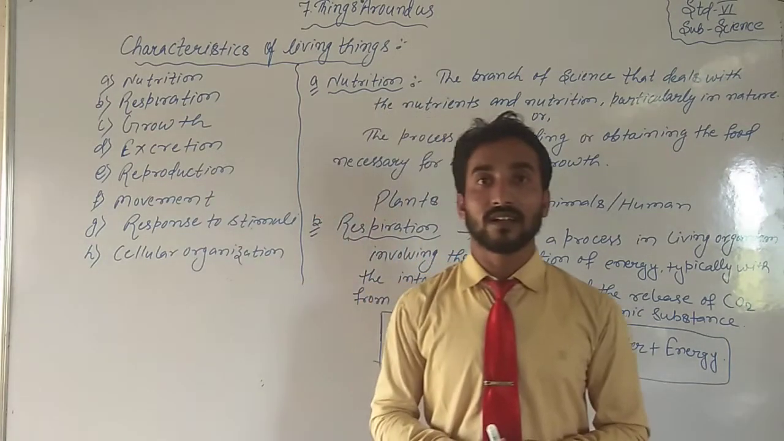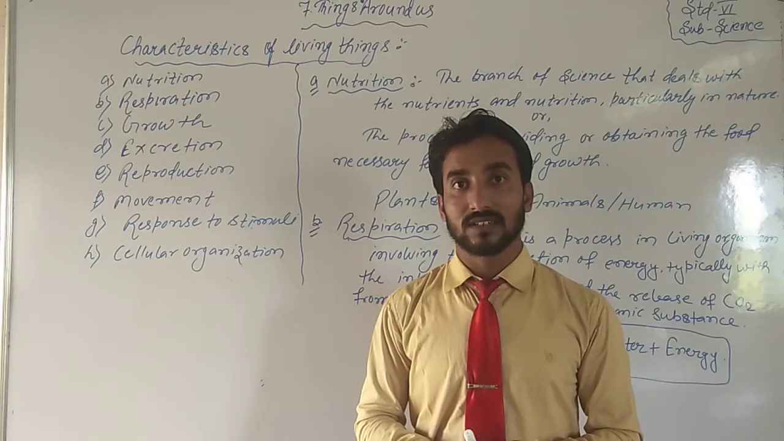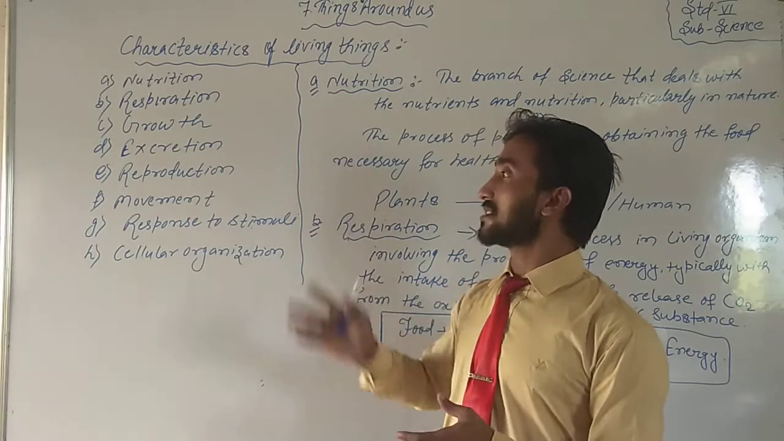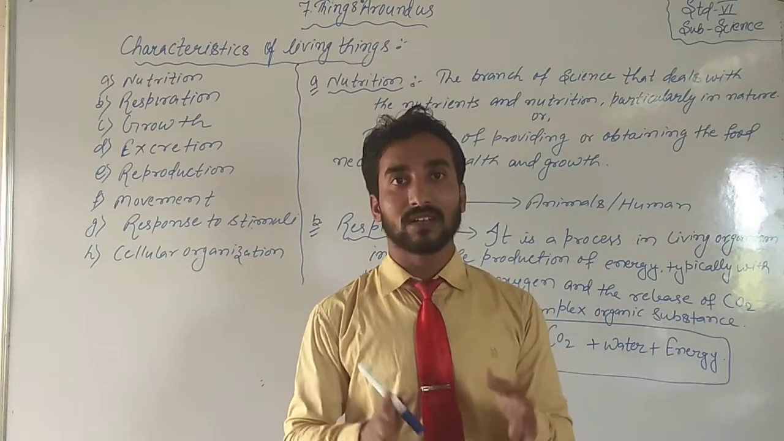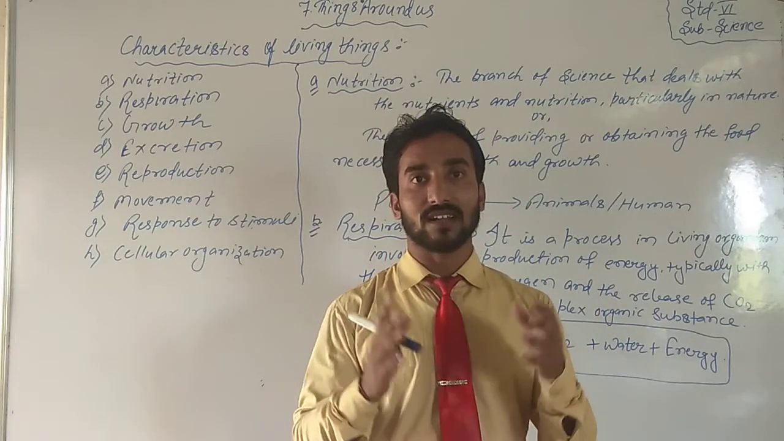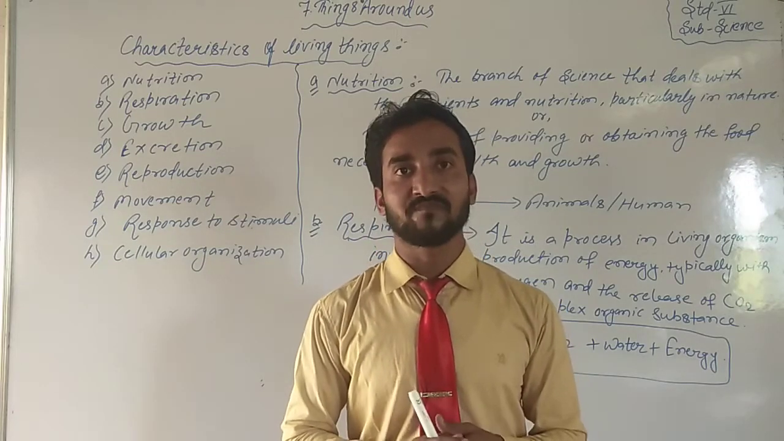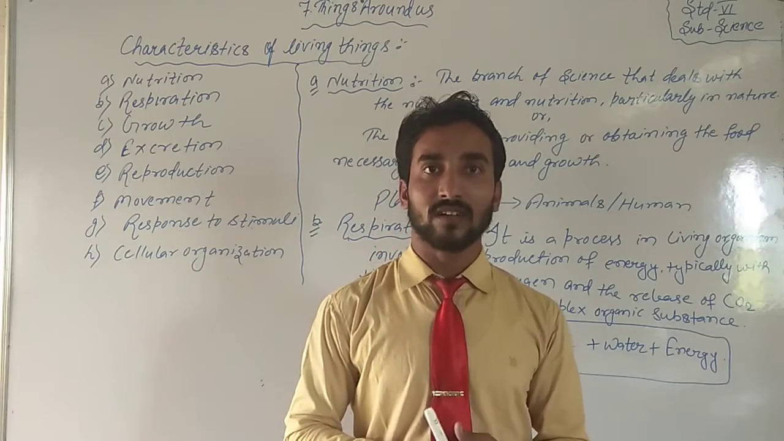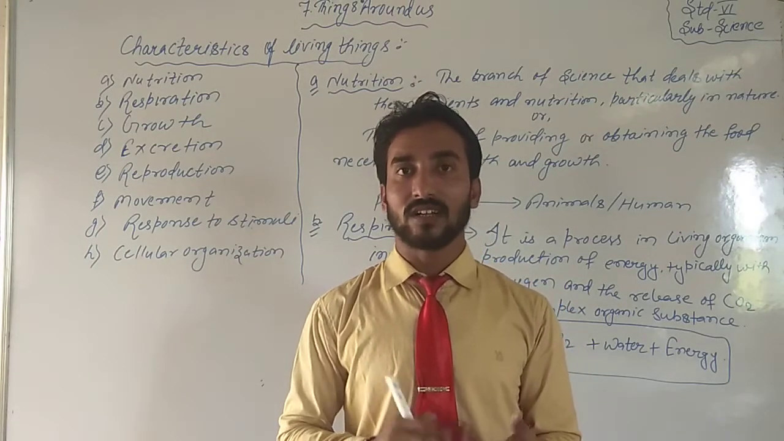Apart from it, in things around us, generally two types of things are existing in our nature. Number first, living things. Number second, non-living things.